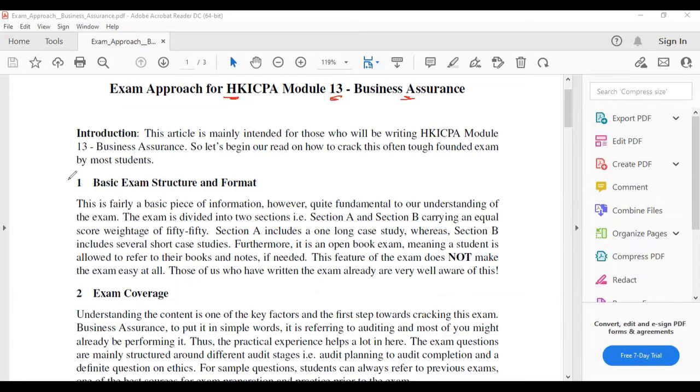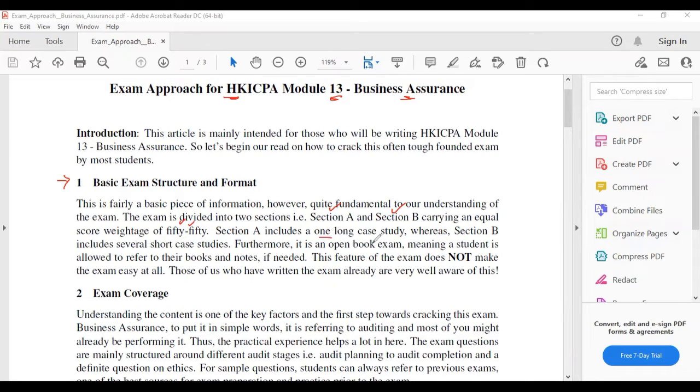So first, I would like to briefly talk about the basic exam structure and the format, even though you may know what the exam consists of. But it's important to understand how the exam is structured. It's part of the basic understanding when you're attempting any exam. So basically, you would have two sections, Section A and Section B. Both of them, the marks are divided 50-50. So 50 marks for Section A and 50 marks for Section B.